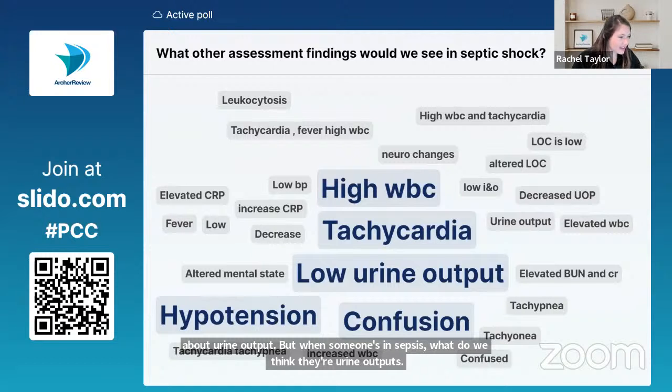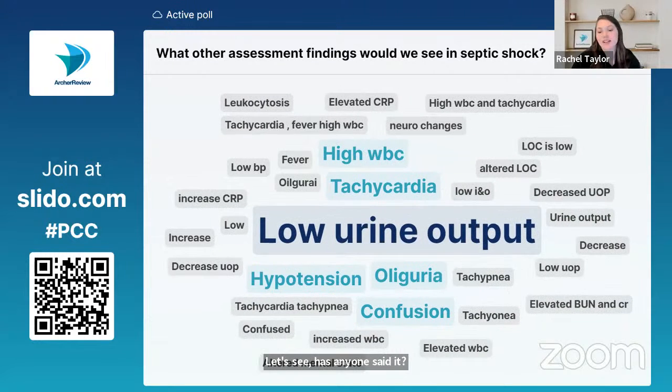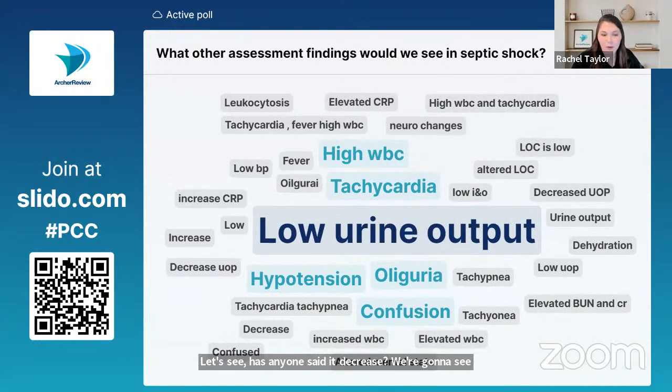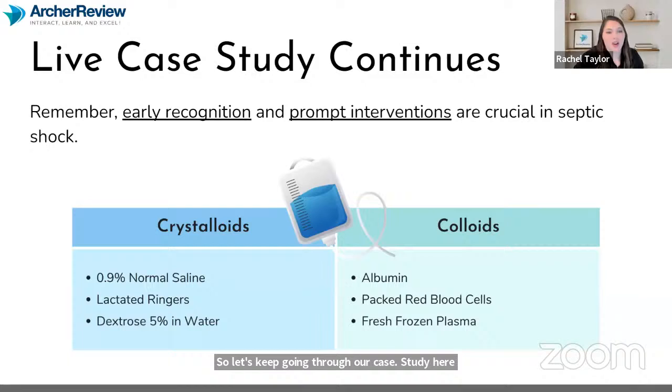Let's see, has anyone said it? Decreased UOP. Nice. We're going to see a decrease typically in that urine output. Oliguria, you got it. So let's keep going through our case study here. Awesome, awesome start. Early recognition is so important in septic shock.